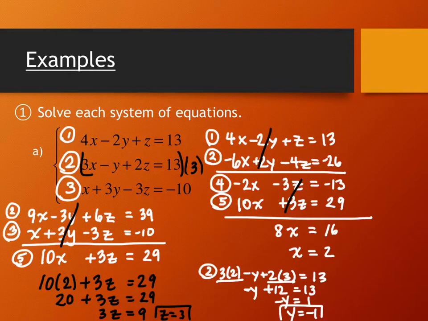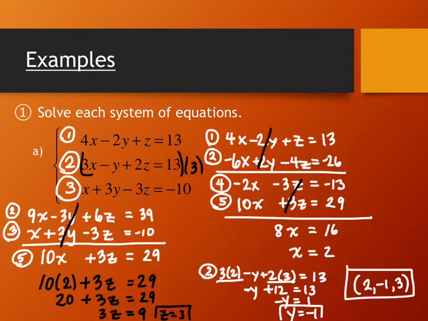Now, at the end of our section 5.1, like at the end of one of those problems, we would always write our solution as an ordered pair, right? X comma y inside of parentheses. We're going to do the same sort of thing here, but we're going to write it as an ordered triple, x, y, z. So the x value was 2, the y value is negative 1, and the z value is 3.